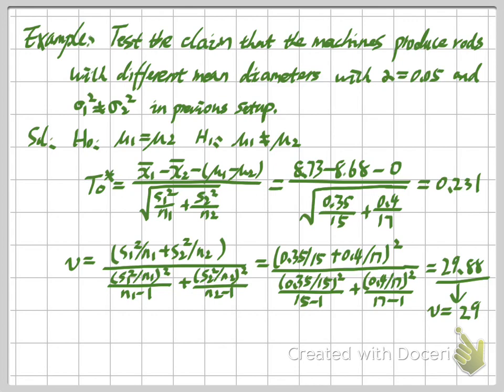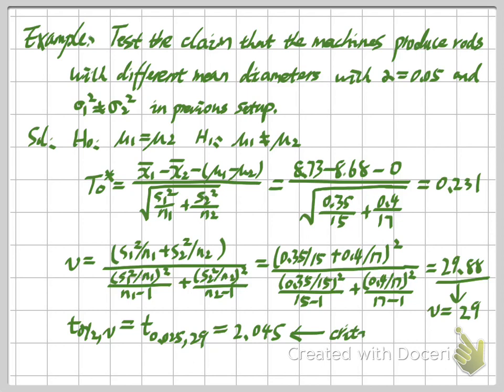And then, similar to the previous example, our alpha over 2 is still equal to 0.025. And now we know our degree of freedom is 29. So that means our critical value is T sub 0.025, comma, 29. This is the number we need to find for our critical value. So by the T-table, we get this number equal to 2.045. So this is our critical value.